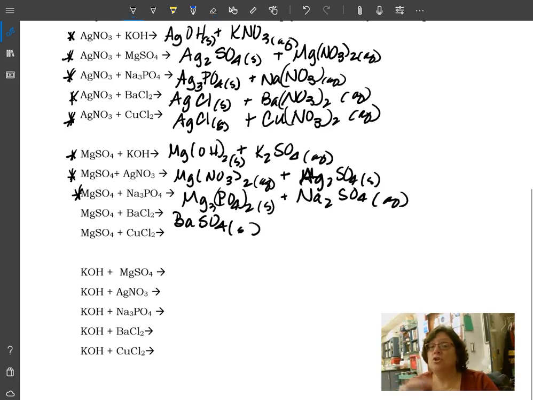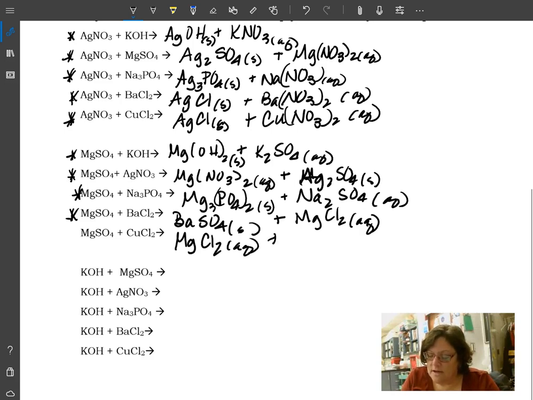because sulfates usually precipitate, the exceptions being PMS and the big 3 alkaline earth metals. Barium sulfate, and then we have magnesium chloride, which, chlorides usually will not precipitate. Finally, magnesium sulfate and copper 2 chloride. Magnesium will bond with the chlorine and that will stay in solution, and copper 2 sulfate will dissolve. So in the magnesium row, we should have 5 reactions out of the 6.